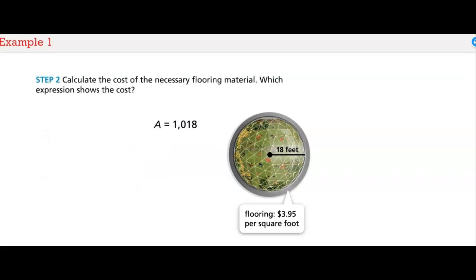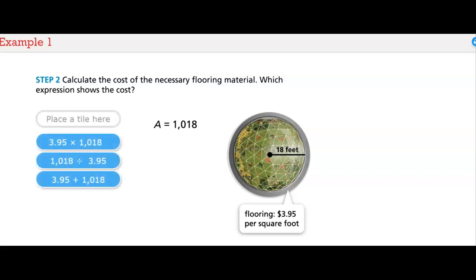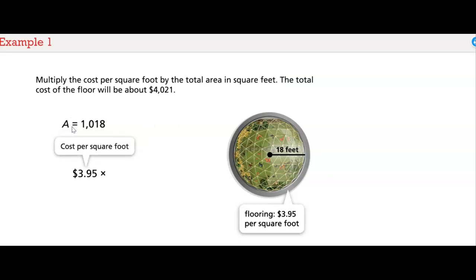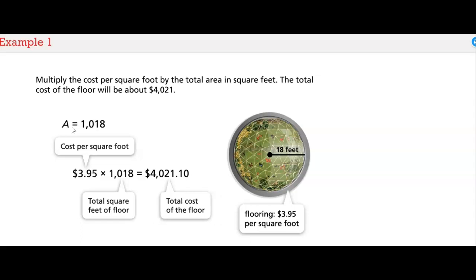The next step is to calculate the cost of the flooring material needed. Which expression shows the cost? Select your answer. Multiply the cost per square foot of the flooring material by the total area of the floor in square feet. The product is equal to the total cost of the floor, which will be about $4,021. The total cost of the floor will be about $4,021.